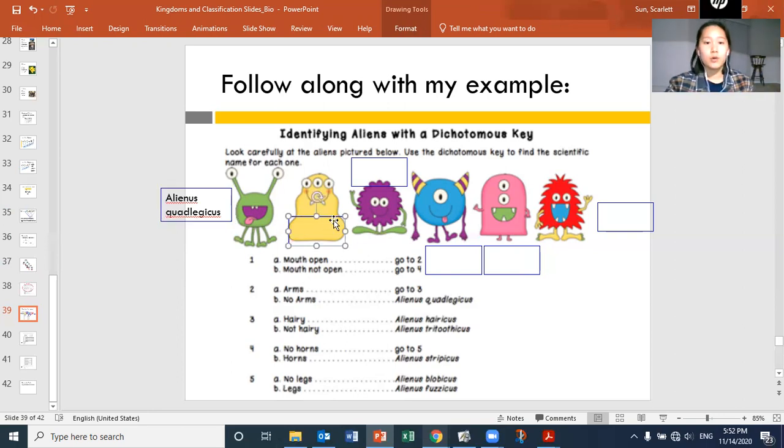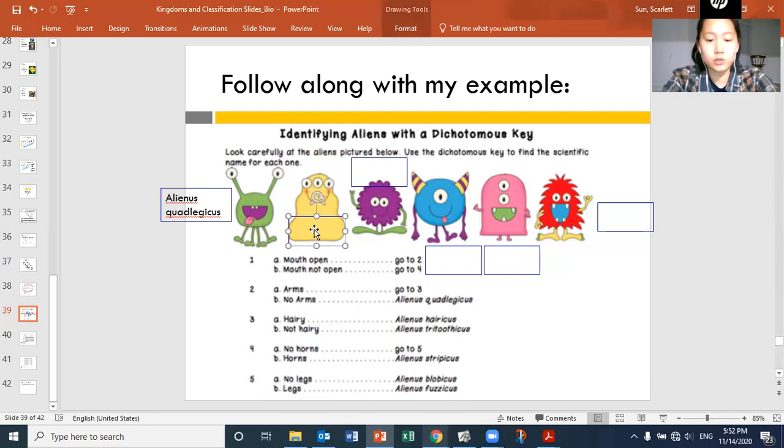Okay, so we're going to do this second one now, this little yellow blobby boy. And we know that we're always going to start with step 1. So is the mouth open or is the mouth not open? Looks to me like his mouth is not open. So we're going to go to step 4. Does he have horns or no horns? The answer is, he doesn't look like he has any horns. So we're going to go to step 5. Step 5, does he have no legs or does he have legs? The answer is that he has no legs.